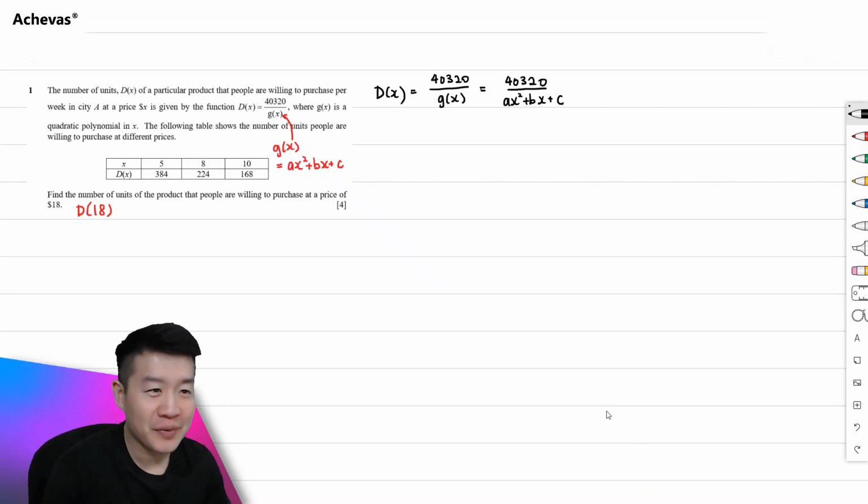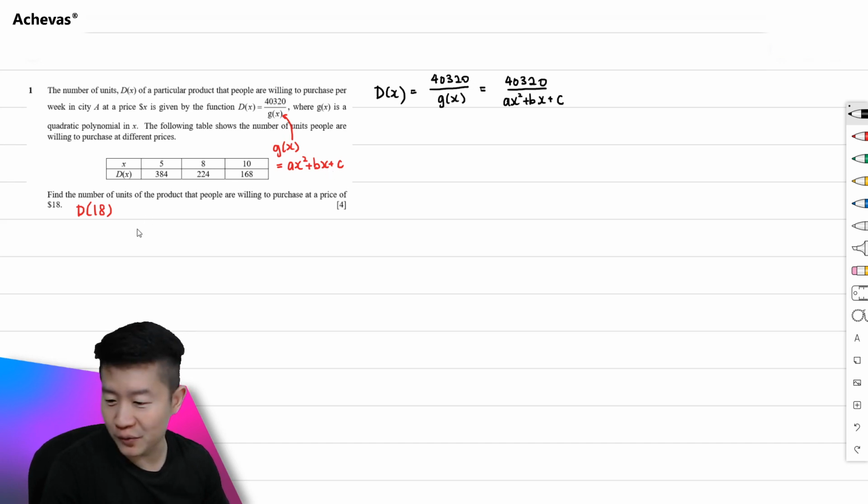Okay, so I was saying that g(x) is ax squared plus bx plus c, and we are supposed to find d(18). You guys should be able to see me now. I've removed the intro page, so I'm here at the bottom left corner now.